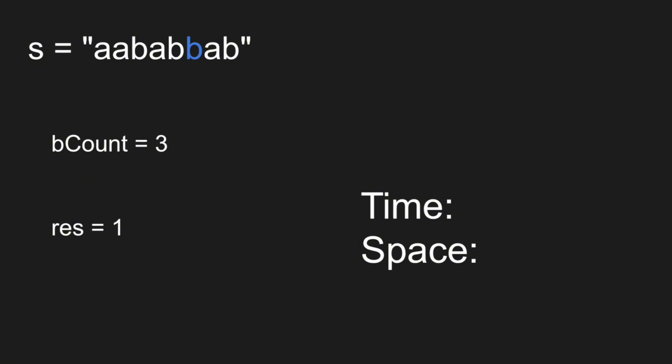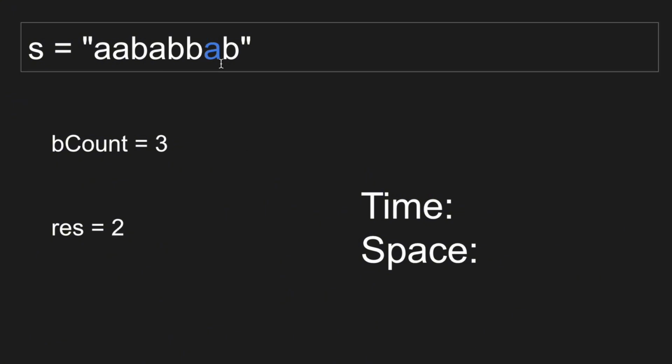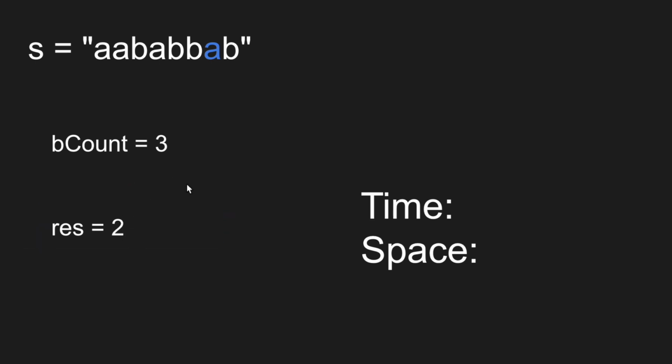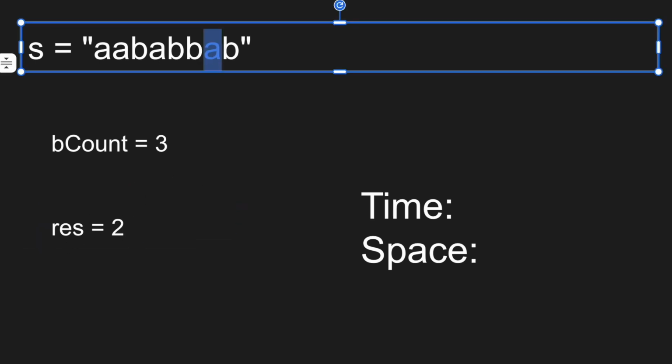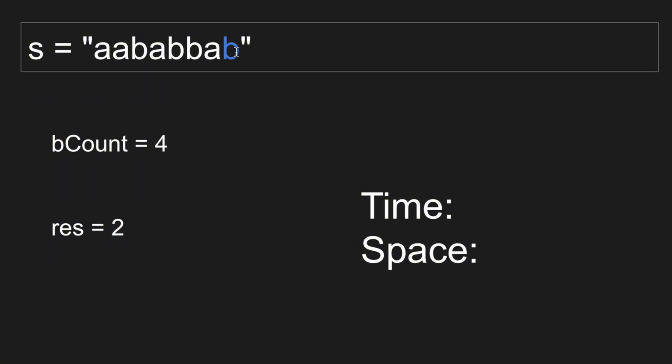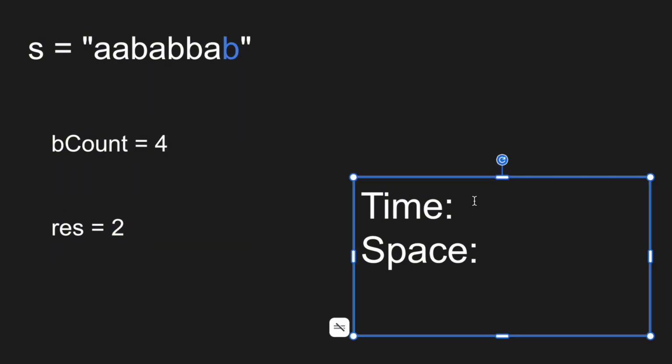Increment B count, increment B count. Now we come to A. We could either just remove all the B's, which would be we take B count and set that to result, or we can just remove the A, meaning we add 1 to the previous result, which is 2. So now result is 2, and increment B count. Now that we have come to the end, we can return 2 as our result.